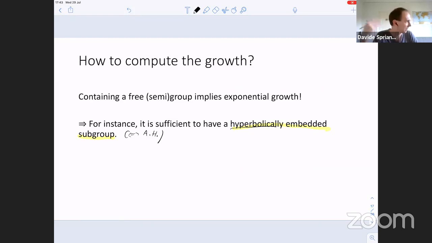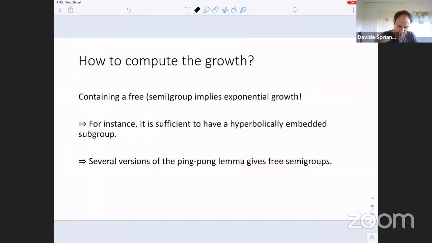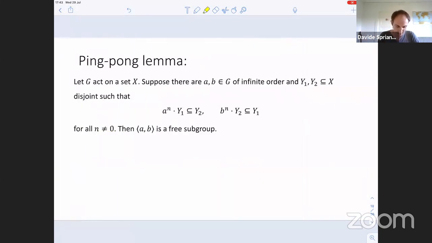This is nice. There are plenty of other classes that have exponential growth, and all the arguments at the core rely on the Pingpong lemma. There are several versions of the Pingpong lemma that give free semigroups. Okay, so this is how usually we prove exponential growth, by finding semigroups using Pingpong. And what is the Pingpong lemma? I think that most of you know what the Pingpong lemma is.